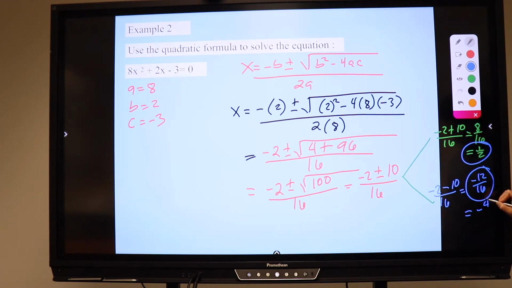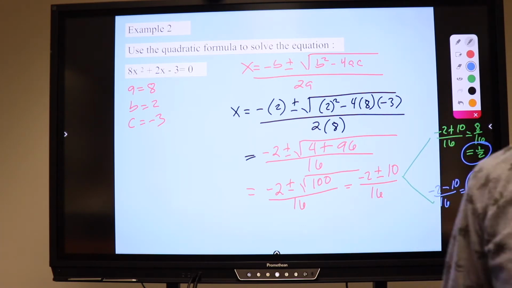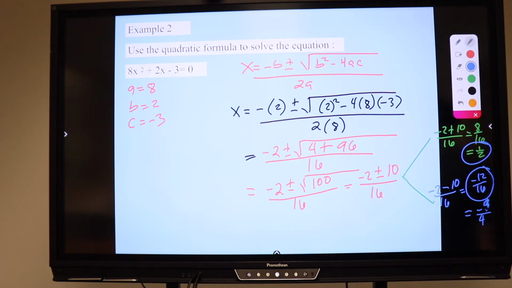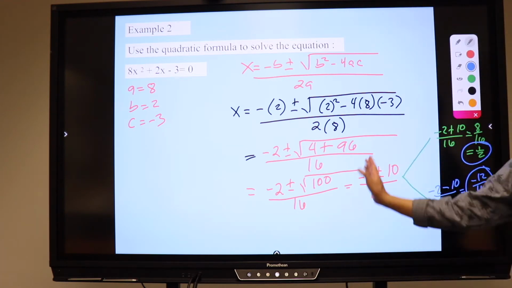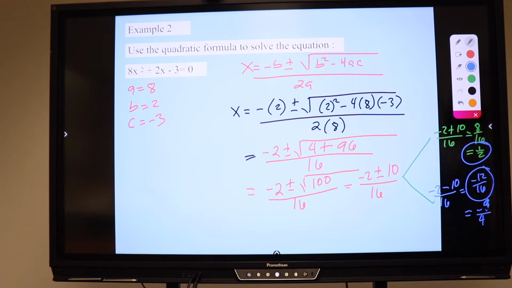3 over 4, right? Yeah. Oh yeah, sorry. Alright, 3 over 4. Yeah, negative. It is still negative because the top is negative and the bottom is positive, so it is negative. So this is how we use the quadratic formula for problem number 2.